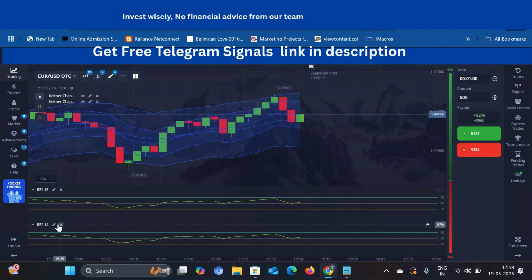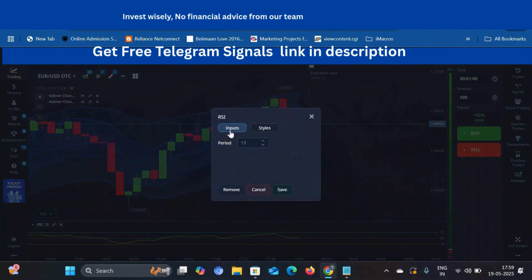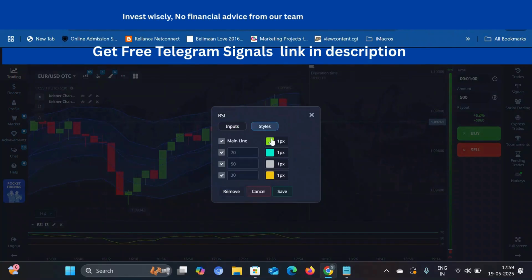Okay, here you can also change its color if you want, which can help make the indicator stand out more clearly on your chart. For this example, I'll make it white so it's easy to see, and I'll set its thickness to 2x, which means the line will appear twice as thick as the default setting.